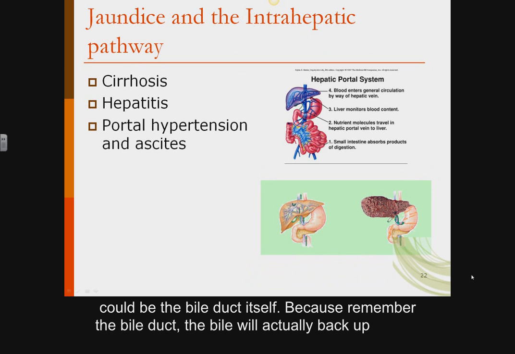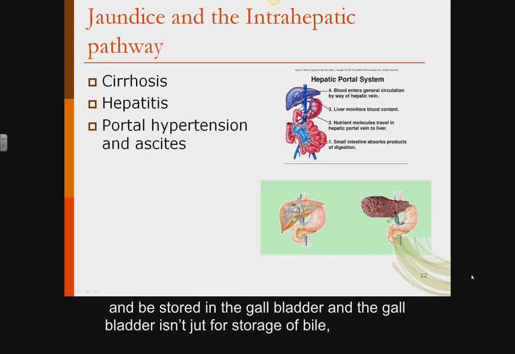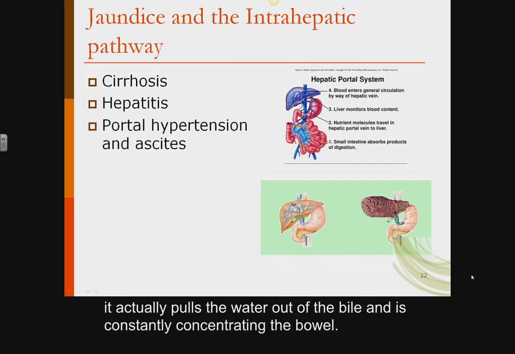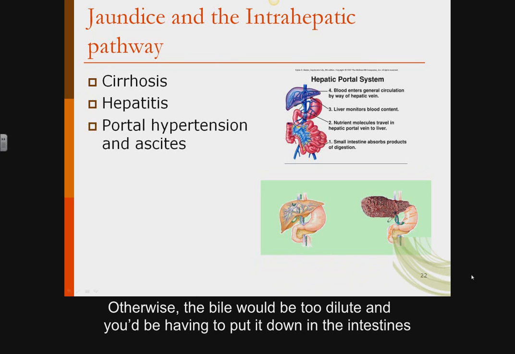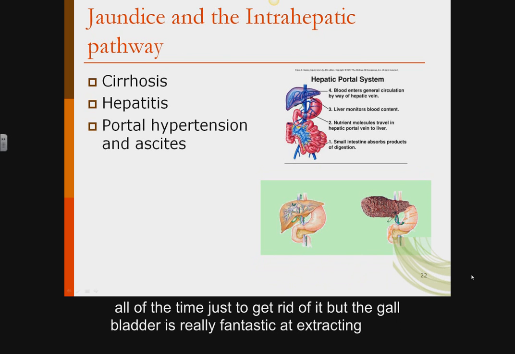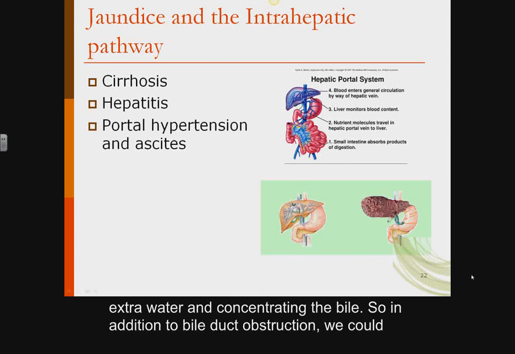It could still be post-hepatic jaundice. It could be the bile duct itself. Because remember, the bile will actually back up and be stored in the gallbladder. And the gallbladder isn't just for storage of bile. It actually pulls the water out of the bile and is constantly concentrating the bile. Otherwise, the bile would be too dilute and you'd be having to put it down in the intestines all the time just to get rid of it. But the gallbladder is really fantastic at extracting extra water and concentrating the bile.